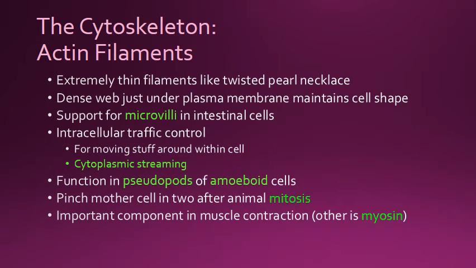So actin filaments are extremely thin filaments, like twisted pearl necklaces. There's a dense web just under the plasma membrane that maintains cell shape. You could see it in one of the first slides. And it's support for microvilli in intestinal cells. They also help move things around.